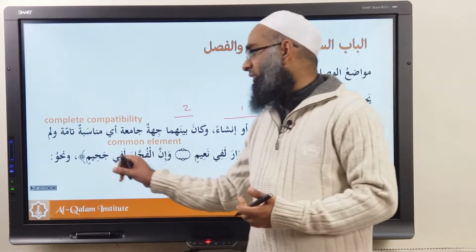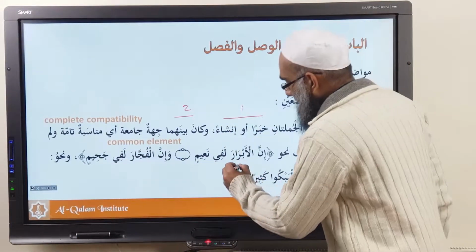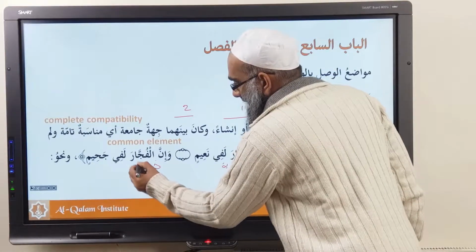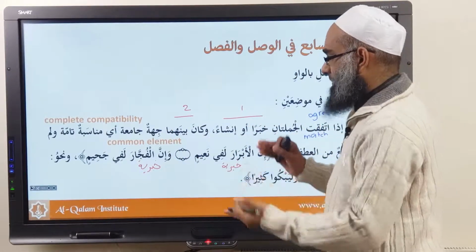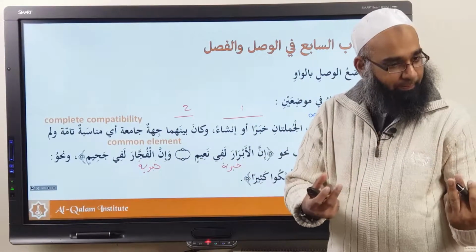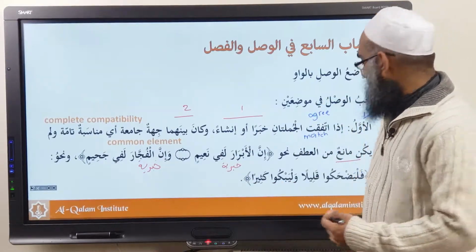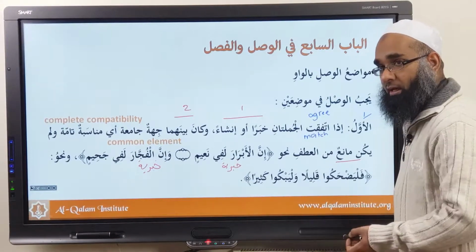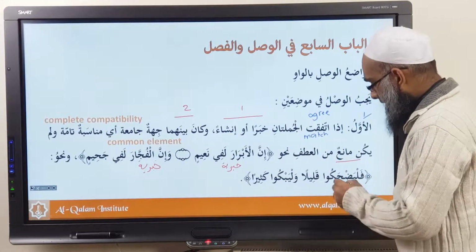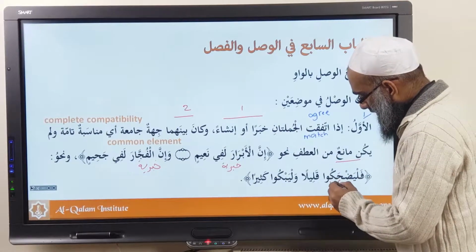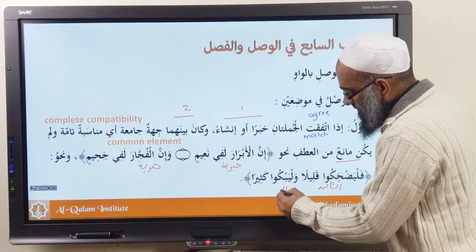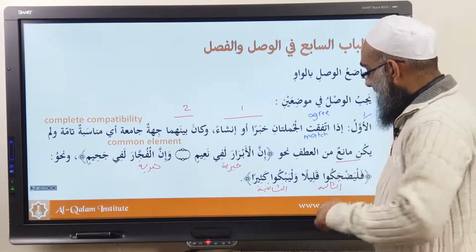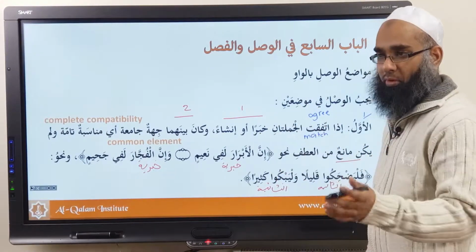Wa innal fujjara lafi jahim. Now if you look at this, this is khabariyah. So that aspect is not a problem. This is also a khabariyah. And do they match? Abrar fi na'im, fujjar fi jahim. Are they common, talking about the same topic? Yes? So that's fine. Another example, فَلْيَضْحَكُوا قَلِيلًا. They should laugh less and cry more. This is what? Insha'iyah. And this is also what? Insha'iyah. Correct? They both are insha'iyah. And they both have a common element, like laugh less, cry more, they match.